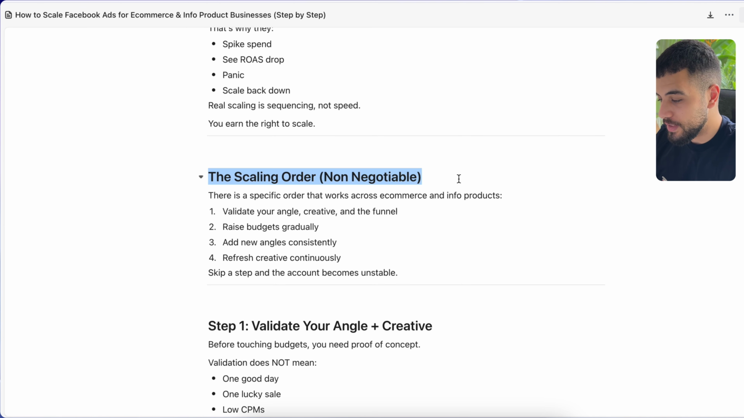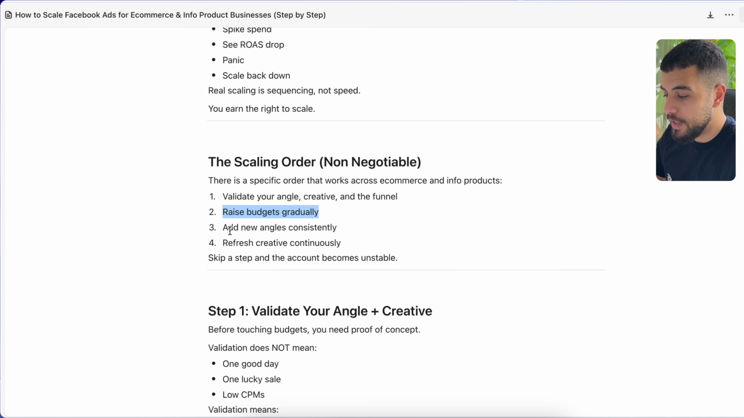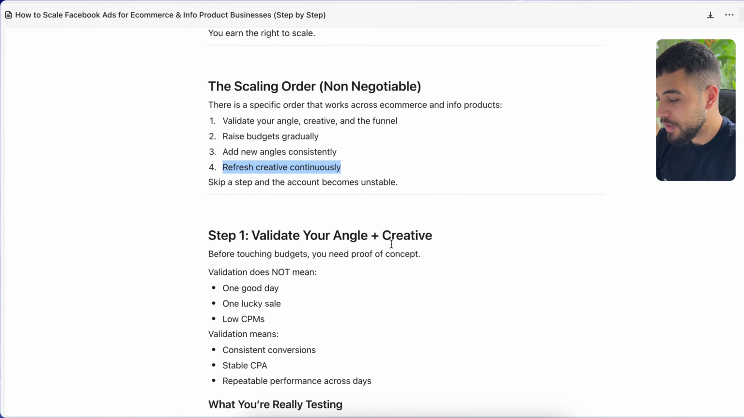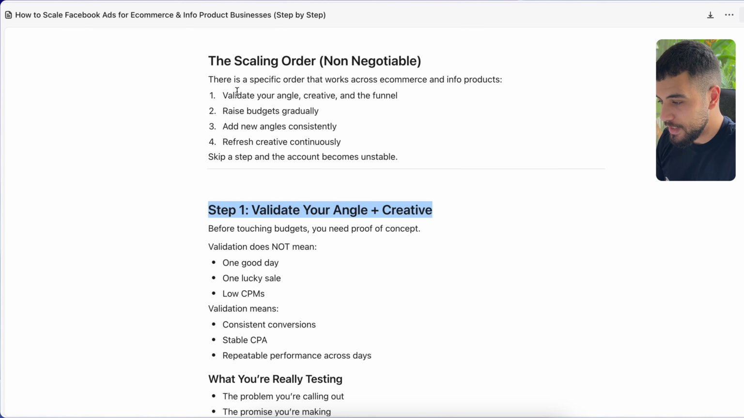Now, when it comes to the scaling order, it's really simple. You need to validate your angle, your creatives, and the funnel that you're using. Once you have proof of concept, then you start raising budgets gradually. Then you add new angles consistently to maintain the system that you have. And obviously, it's the same as refreshing creatives consistently. Now, what we'll do is break it down step by step.